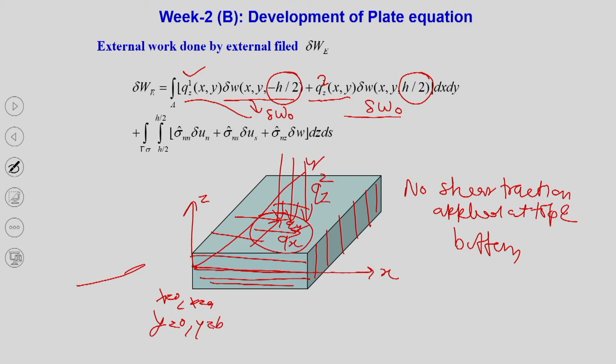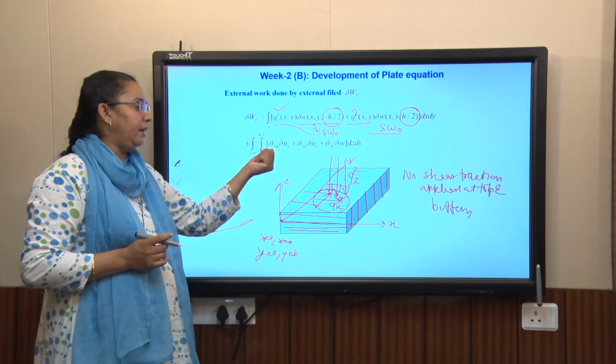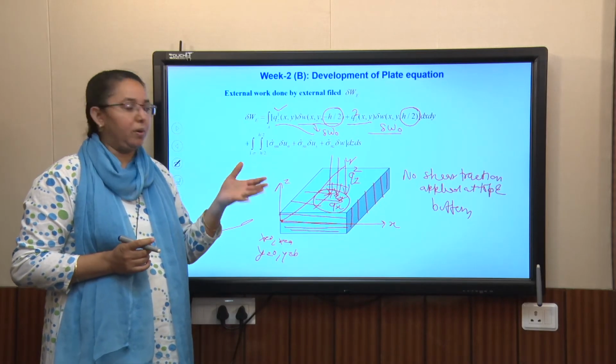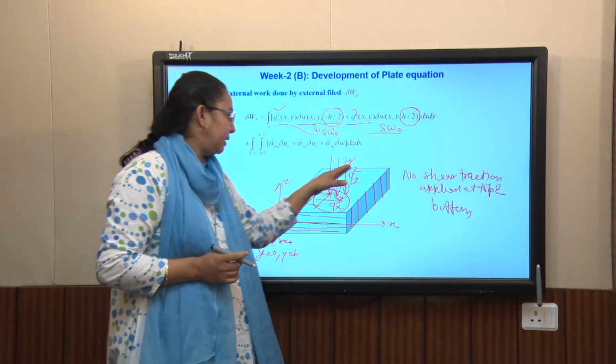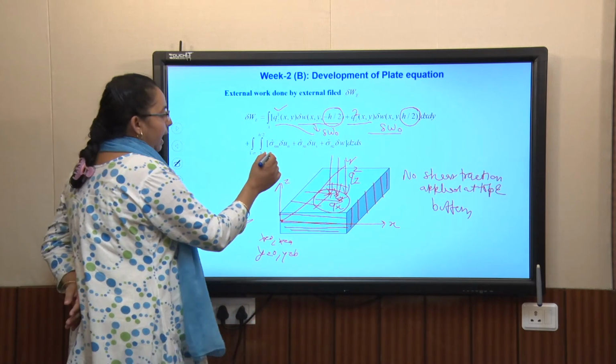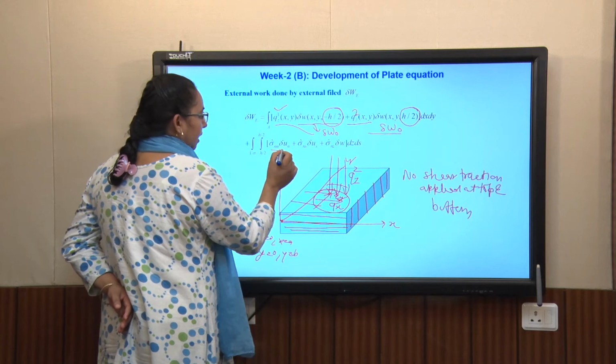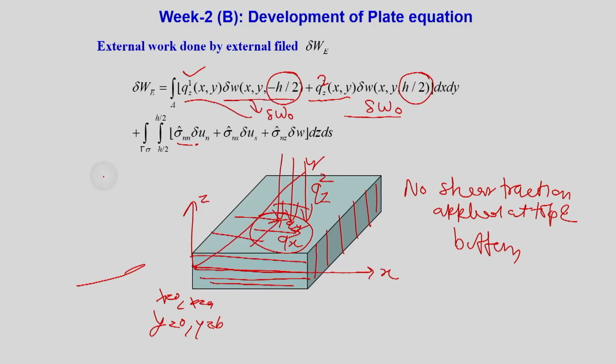So, that is why we have written in journal form sigma nn applied traction boundaries at these 4 edges. So, sigma nn and through displacement del un, sigma ns del us, sigma nz del W naught. So, I am going to explain what these are.